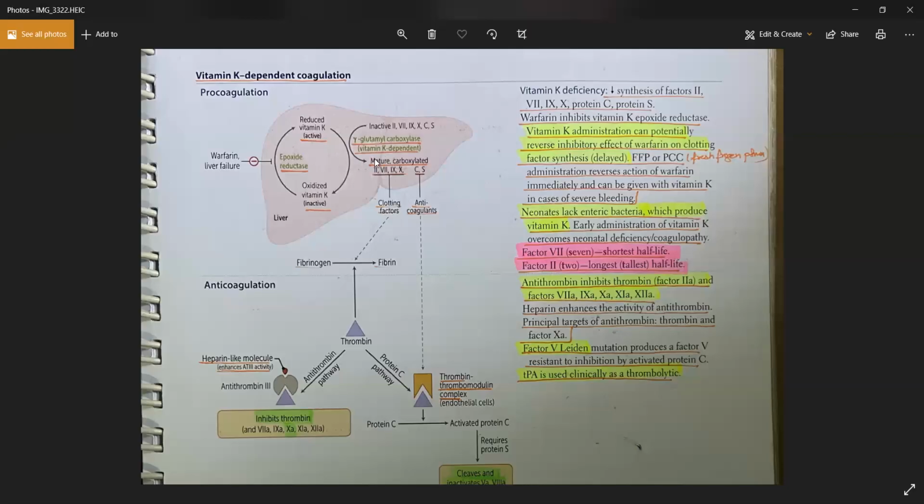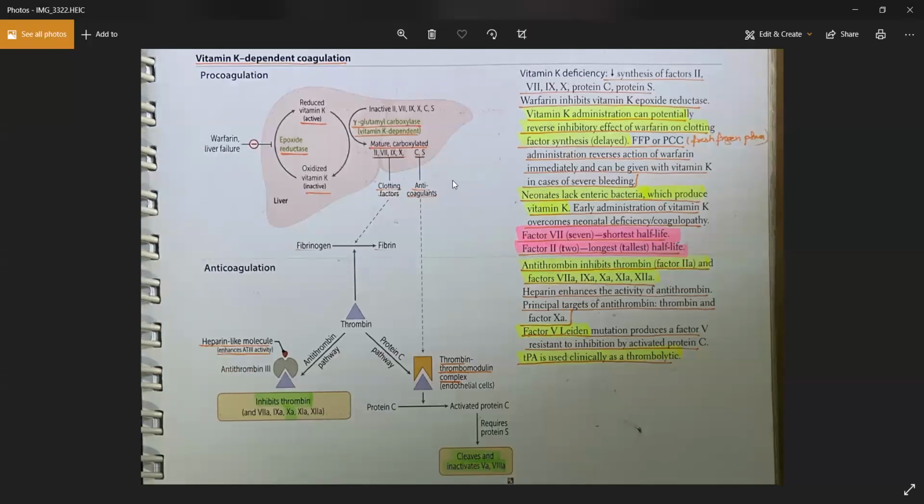To make them mature, right? So in case you give the patient warfarin, and warfarin is an inhibitor of this epoxide reductase, it will inactivate vitamin K so that this carboxylation step is inhibited, right? So you will have a deficiency of factor 2, factor 7, factor 9, factor 10, and protein C and S in case of warfarin use. Is that okay? Yeah.